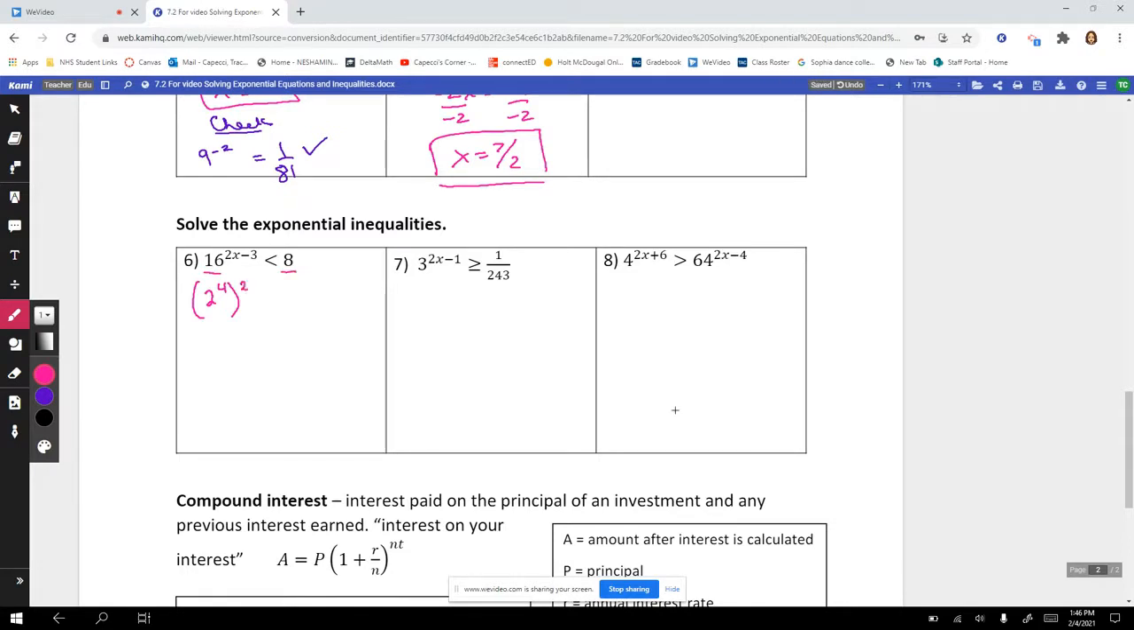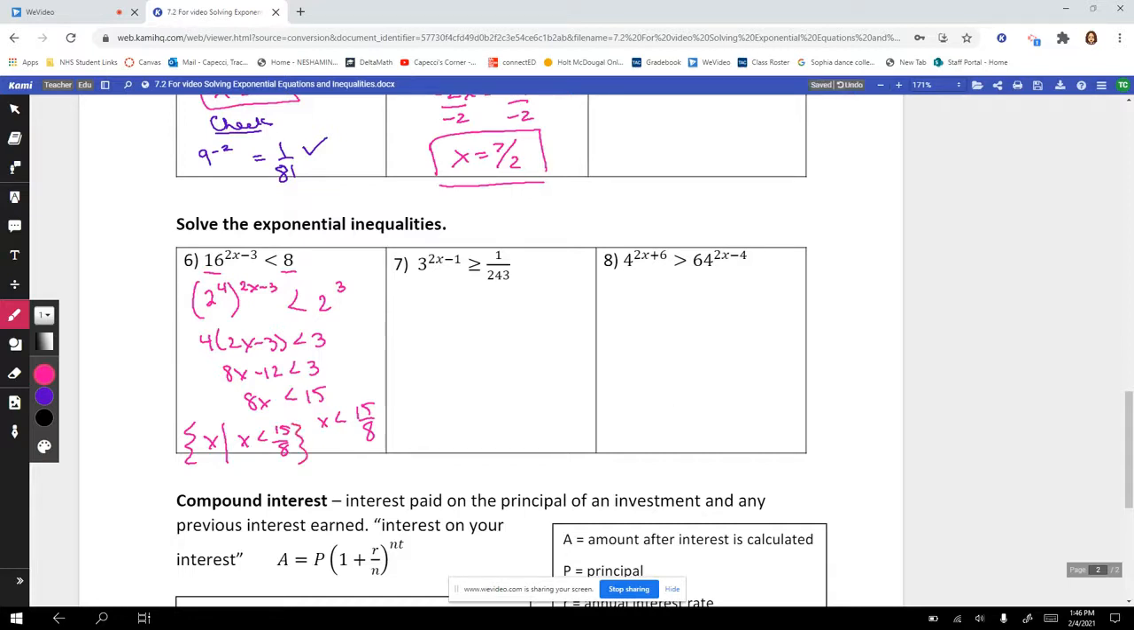And I have the 2x minus 3 is less than 2 to the 3rd. So again, I get 4 times 2x minus 3 is going to be less than 3. So I have 8x minus 12 is less than 3. So 8x is less than 15. So x is less than 15 over 8. So I'm going to write that, little brackets, x such that x is less than 15 over 8. And that's my final answer right there.